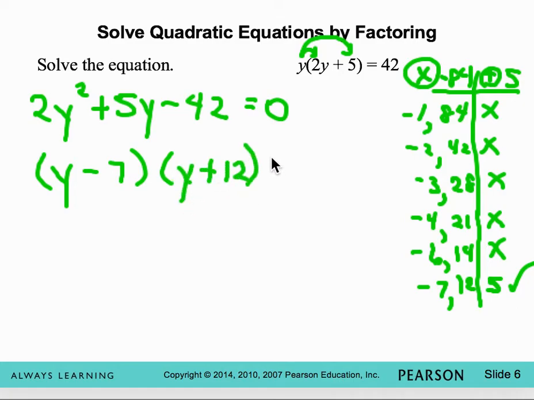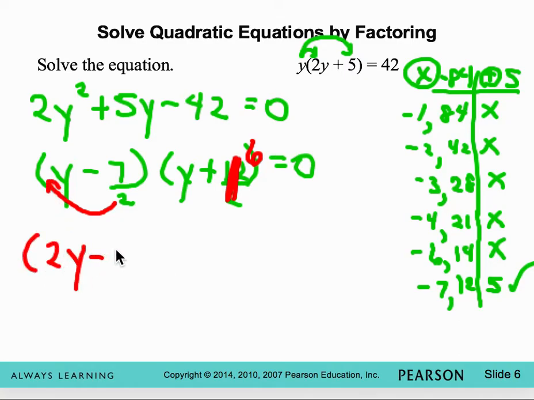But don't forget, now on this one, my leading coefficient is not 1, so I've got to come back and divide this by that coefficient, right? Just using our shortcut. This won't simplify, but 12 divided by 2 is 6. So I wind up with 2y minus 7 and y plus 6 equals 0.